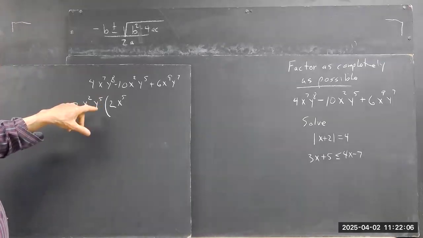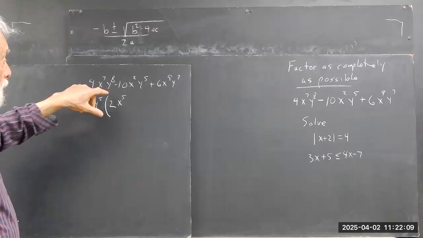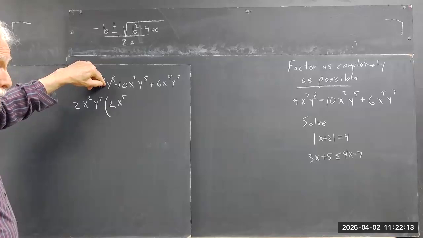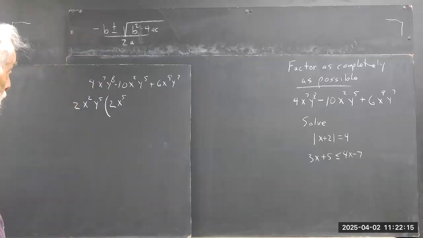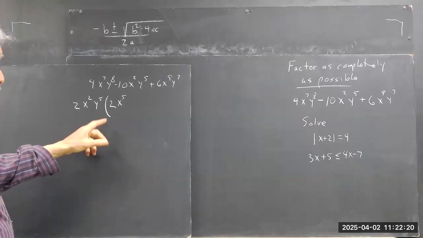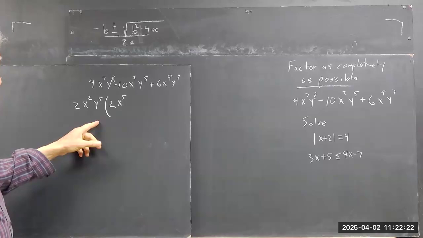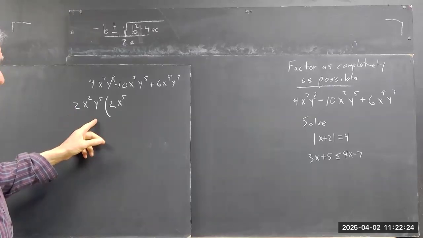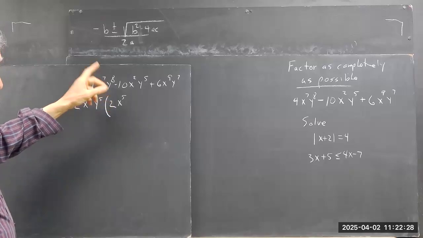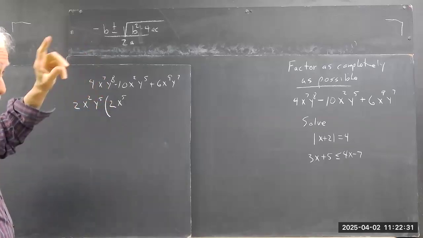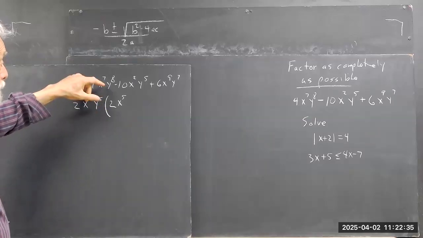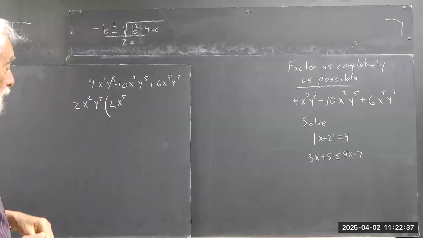In any case, from y to the fifth to y to the eighth, we need 3 more powers of y. Now remember, y to the fifth means we've got y times y times y times y times y. There are 5 of them, and we need to get 8 of them. That's y times y times y times y, y times y times y times y. You write it out, and you see we need 3 more y's on y to the fifth to get y to the eighth.